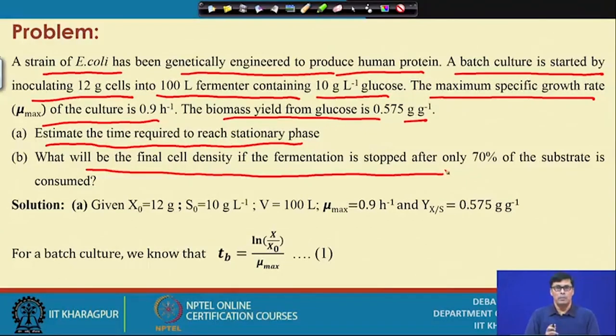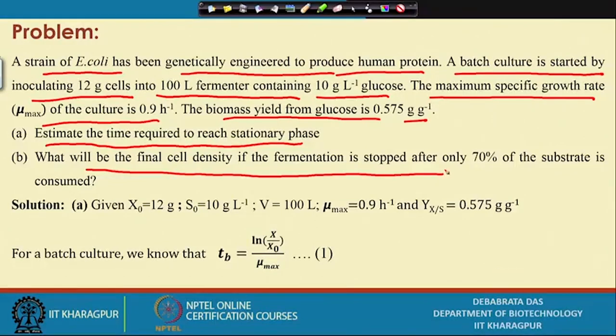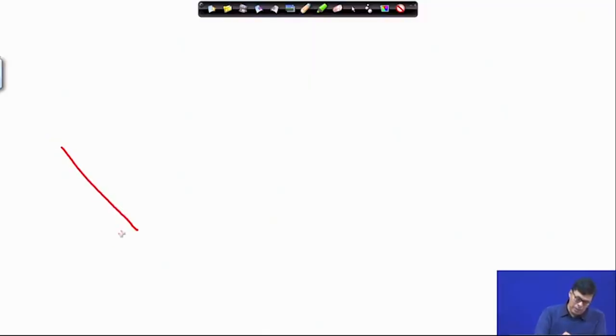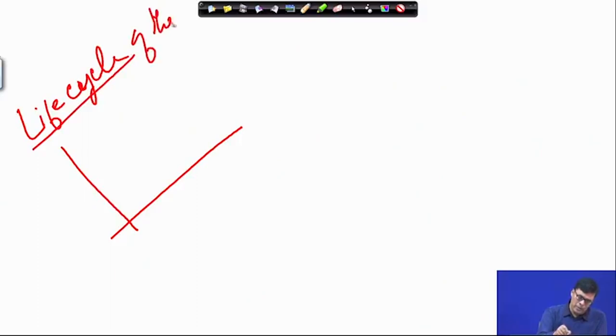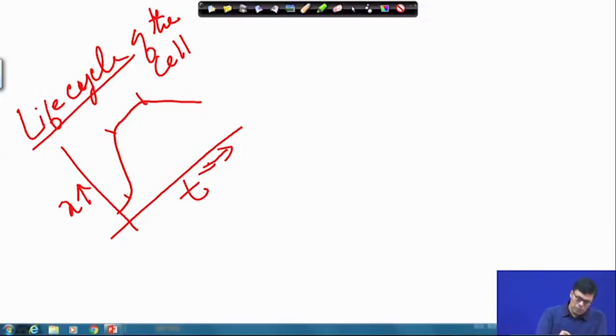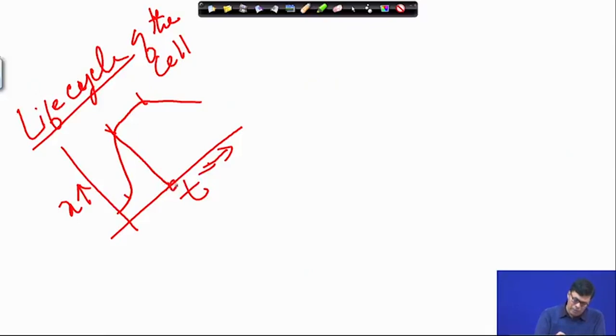This is a very typical, common problem with the batch process: we are interested to know how much time is required to attain the stationary phase. I can explain it like this. If you know the life cycle of the cell, where x is the cell mass, the viable cells, and this is time, we will have this curve. This is the lag phase, this is the log phase, this is the stationary phase, and this is the death phase. The question in this problem is, what is the time required to reach the stationary phase? So, we have to find this value T1.